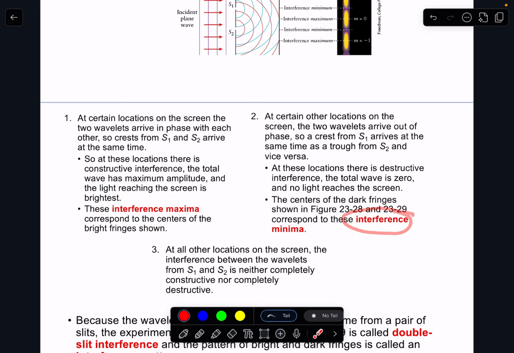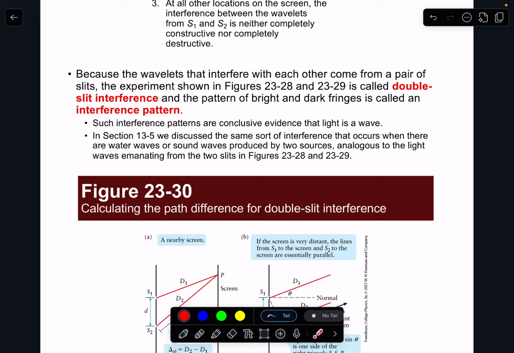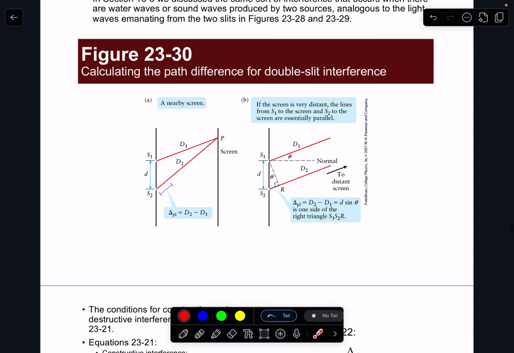We call this the double slit interference pattern. This is such an important experiment because this pattern is conclusive evidence that light is indeed a wave. It has wave properties. So let's now look at how these interference conditions are figured out. There's a little bit of geometry here. This picture just explains how it's found. You can certainly just take the equation I'm going to show you at face value. You don't have to rederive this, but this is how it's found.